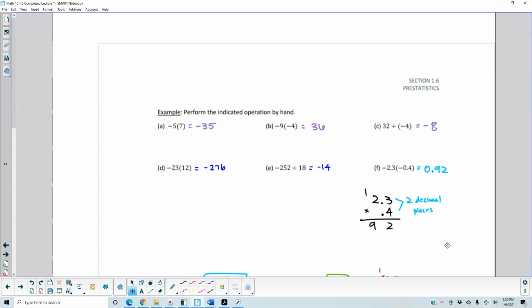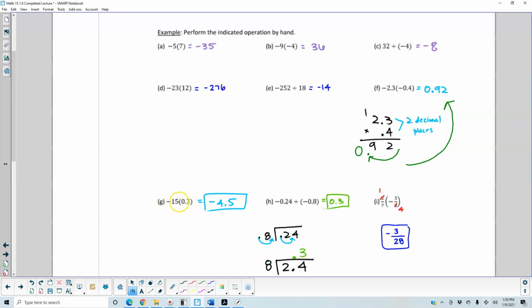0.92. So if you look here, we have 2.3 times 0.4. 3 times 4 is 12, carry the 1. 4 times 2 is 9. So we move over 2 decimal places to get the answer 0.92.